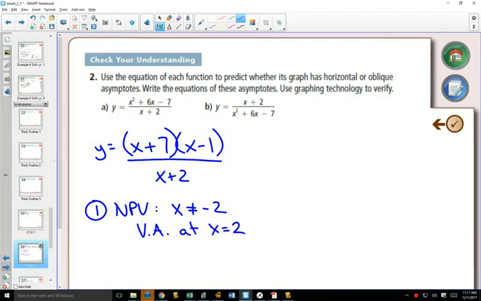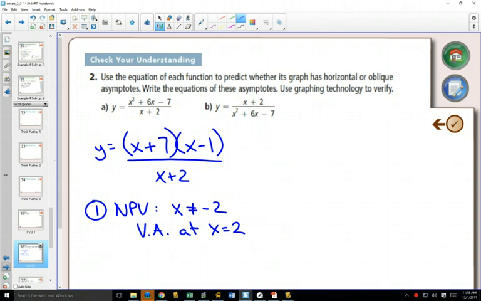So a little bit of a note on notation here. When we talk about a non-permissible value, we put a line through saying x can't equal something. But when we talk about the equation of an asymptote, an equation always has an equal sign. So the equation of your asymptote will be x equals negative 2. And when you label it on your graph, they're going to be picky that you don't have that line through your equal sign when you're labeling your asymptote.